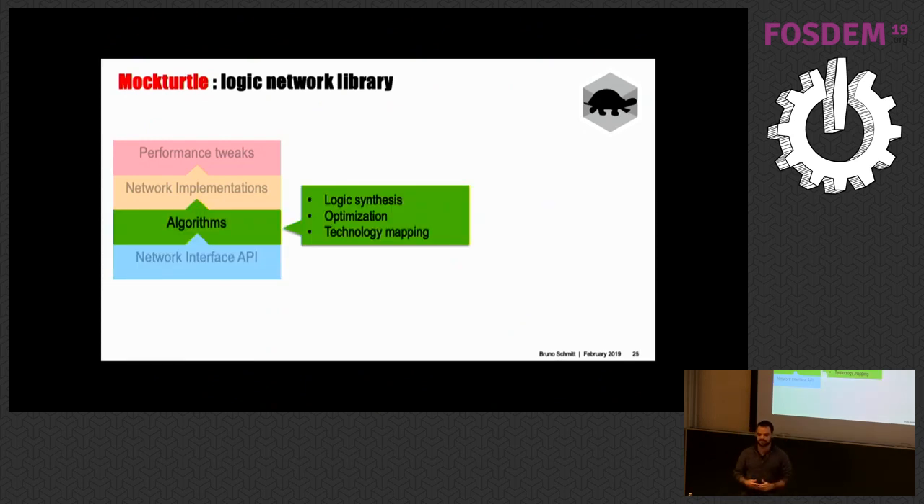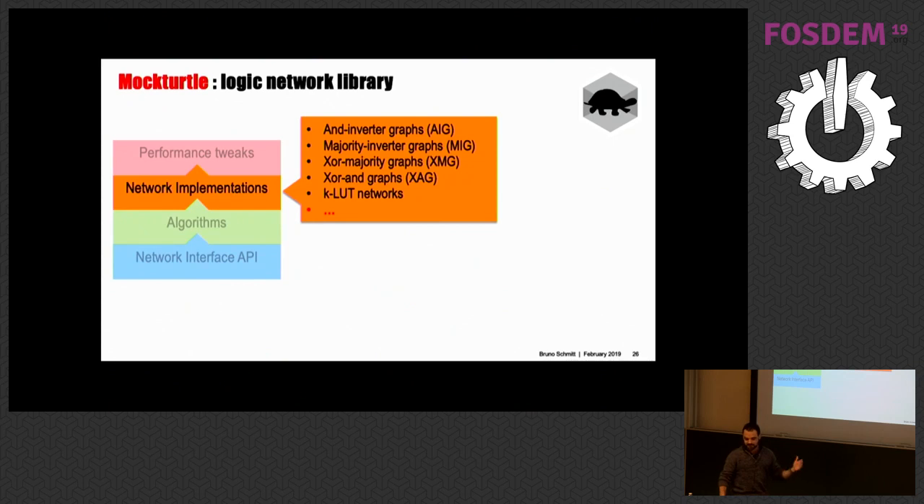We have the algorithms themselves that use the API, algorithms for logic synthesis, optimization, and technology mapping, and then we have a bunch of network implementations. So you might want to represent your logic as an and-inverter graph, a majority-inverter graph, maybe XOR-majority graphs, XOR-AND graphs, KLUT networks, or whatever kind of network implementation you want to implement yourself. And as long as you keep to our naming conventions, all the algorithms that we have implemented there to do optimization and mapping should work.